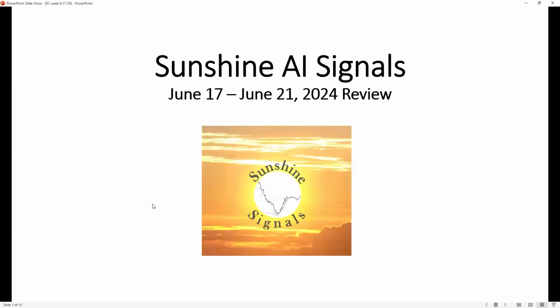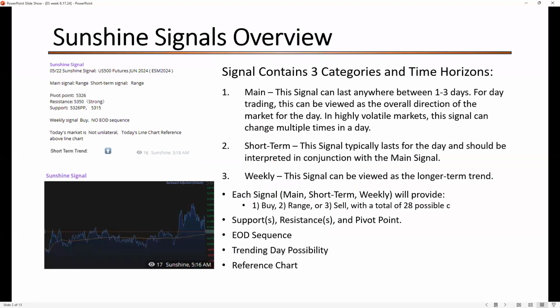As a brief review, you may recall that Sunshine Signals provides 3 signals daily and sometimes 4. We have main, short-term, weekly, and sometimes a monthly signal is also given. Each signal will show a buy, range, or sell. In addition, every morning before the market opens, Sunshine Signals will provide supports, resistances, and a pivot point.